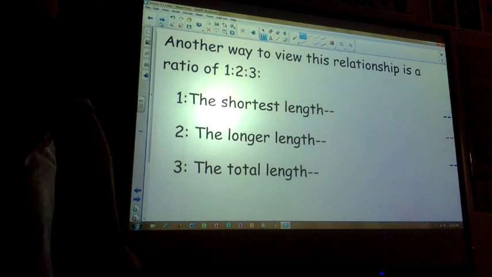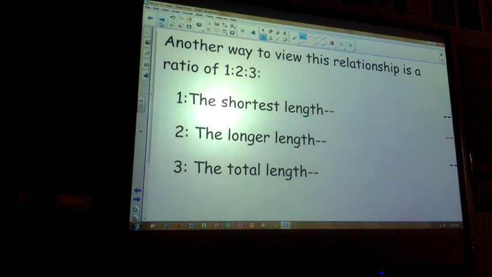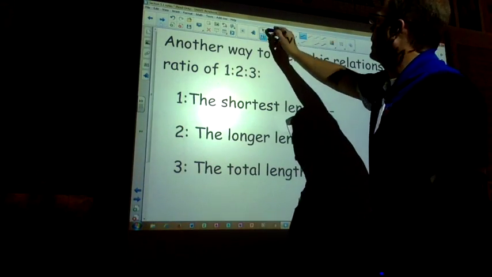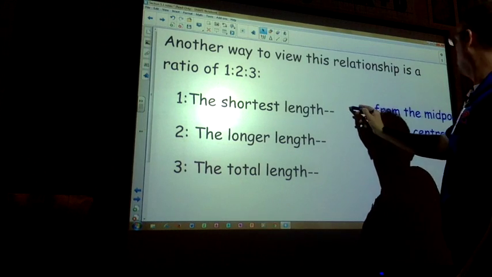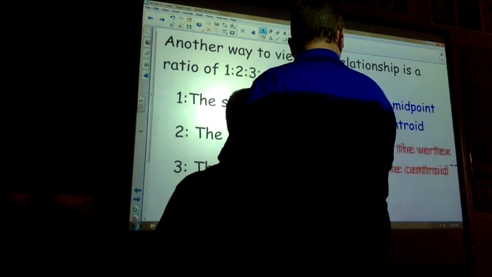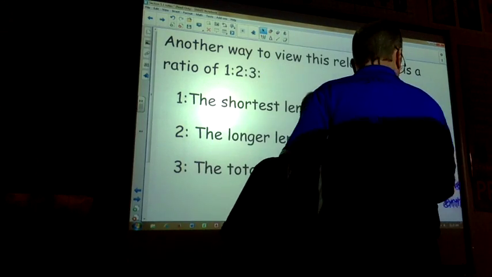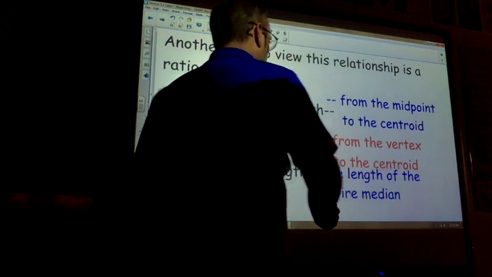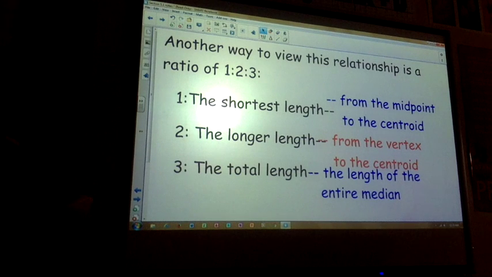Are we okay? Okay, another way to review this relationship is 1, 2, 3. The shortest length is from the midpoint to the centroid. The longest length is from the vertex to the centroid. The total length is the entire length.